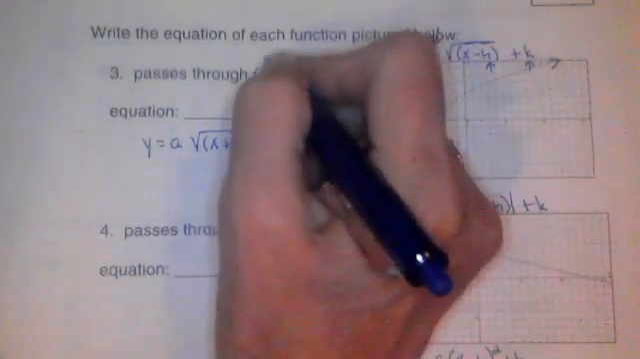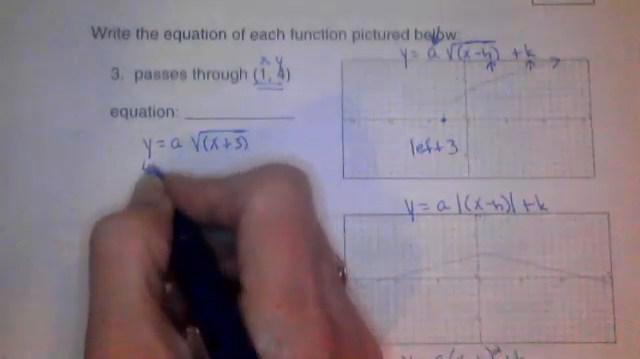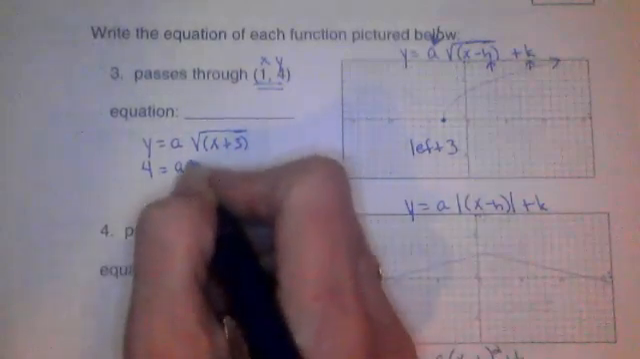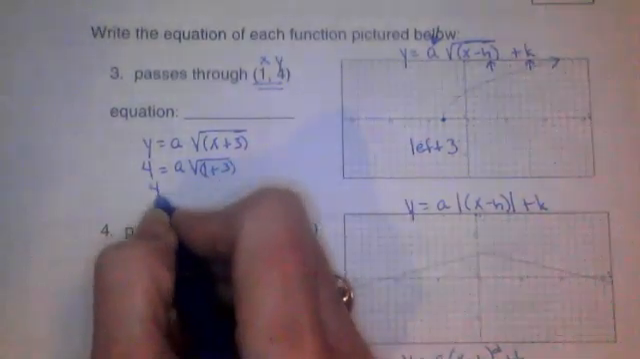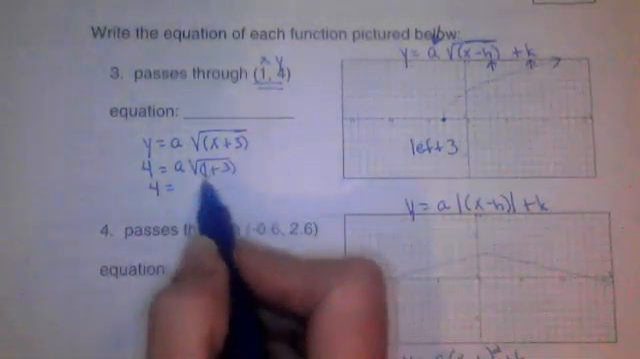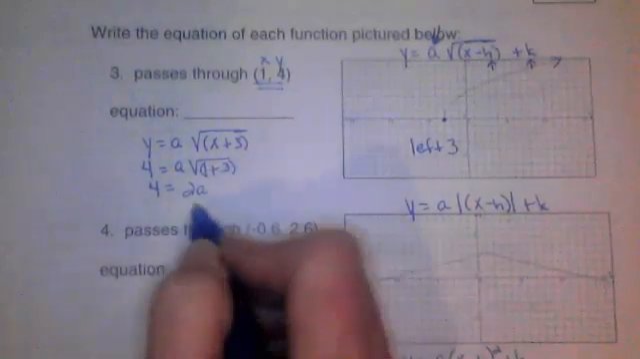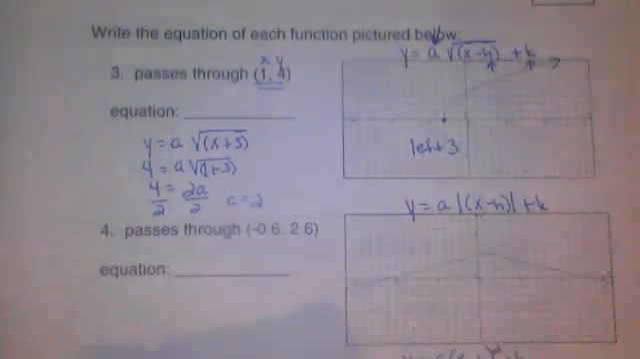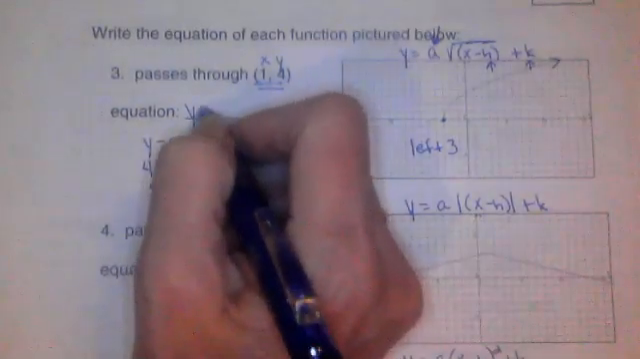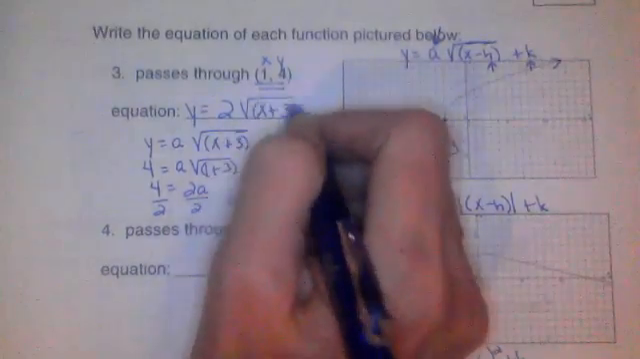And now we can plug in x and y just like we did the other day to find out our shrink or stretch. So we're going to put 4 in for y and 1 in for x. So we end up with 4 equals, and this is 1 plus 3 is 4. Take the square root is 2, so we have 2a. Divide by 2, so we get a is 2. So our equation would be y equals 2 times the square root of x plus 3.